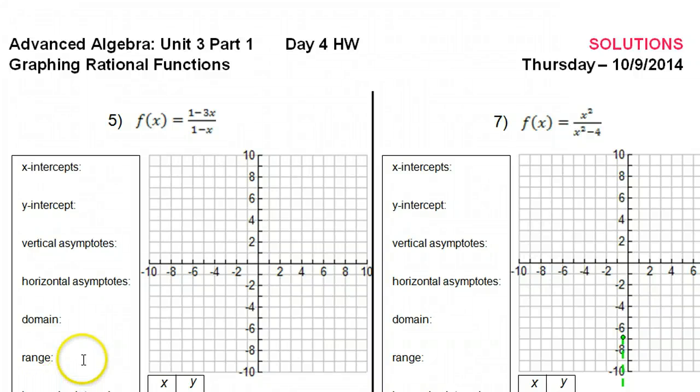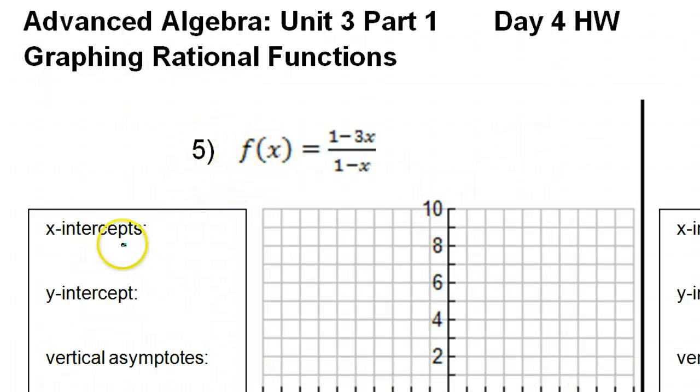Alright, this is our second video on this lesson about graphing rational functions. We're picking up here with number 5, and number 7 is what we're going to do for this video. Check it out. Alright, so here we go on number 5.